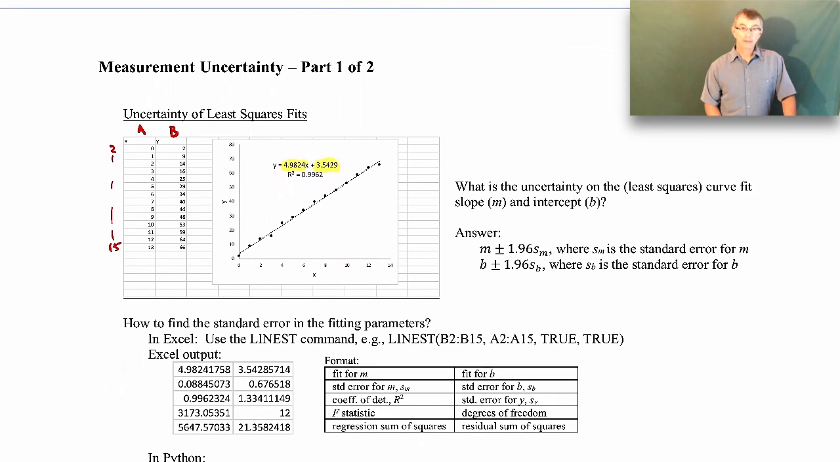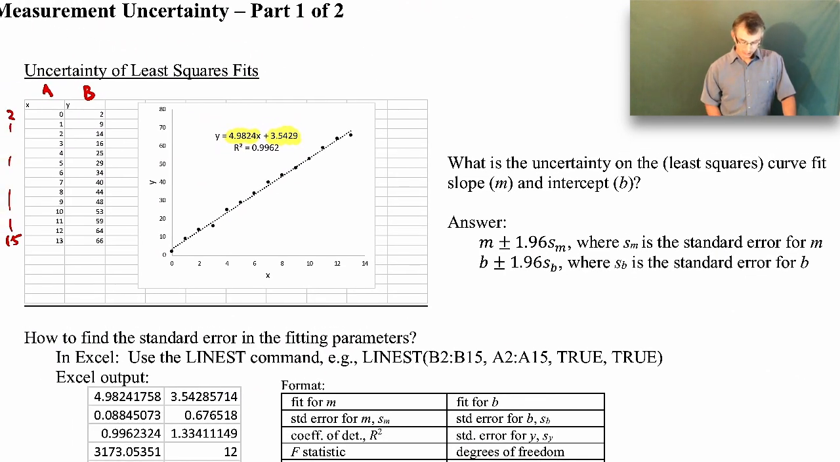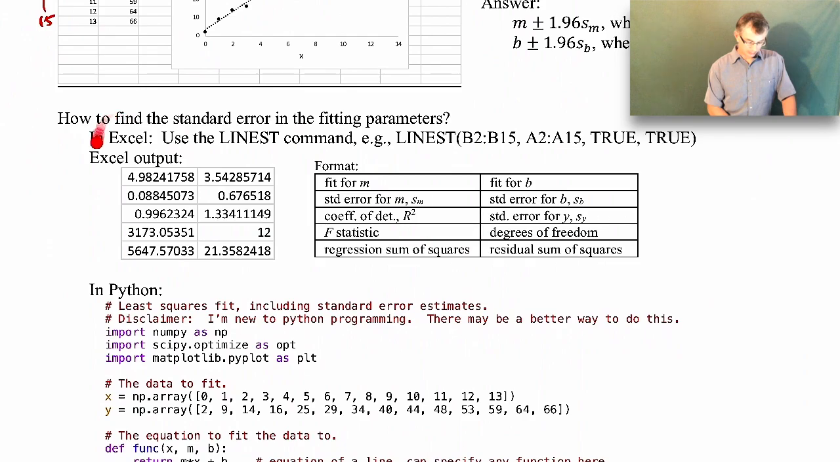If you're dealing with curve fits, those also have some uncertainty, and you can get that uncertainty through a little deeper analysis of your curve fitting program, but that uncertainty will be, again, plus or minus 1.96 times the standard error. You get the standard error from whatever program you use to get the curve fit. And I give both an Excel and Python case to show you where those come from.